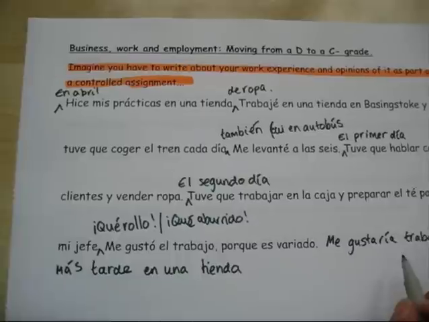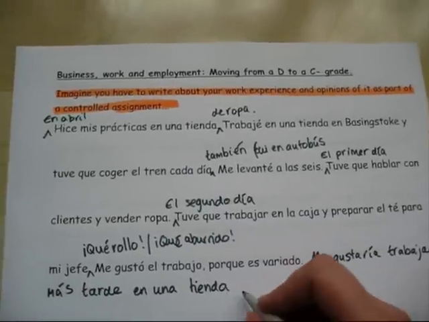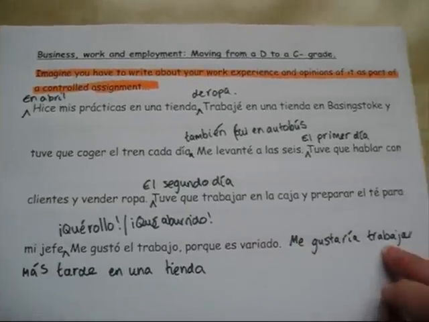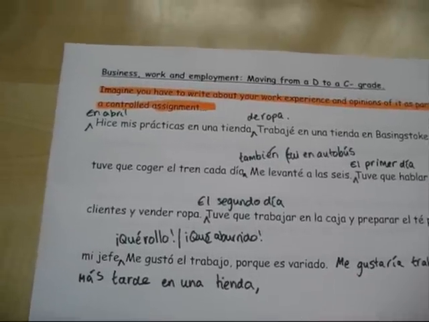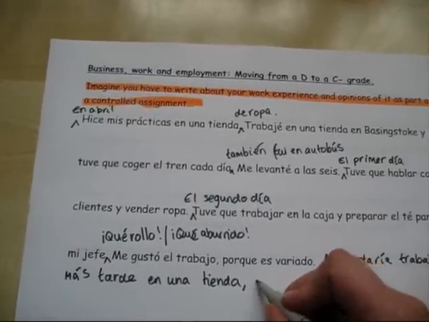So by using me gustaría, we've used the conditional tense, followed by an infinitive, trabajar. But we also need to link it with a reason why. So I'd like to work in a shop later on.